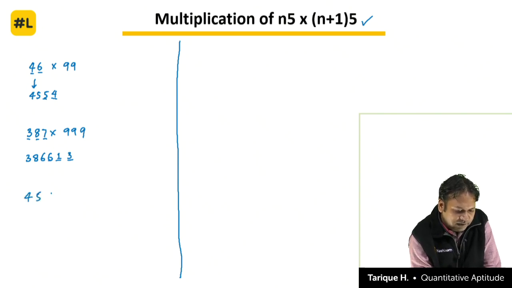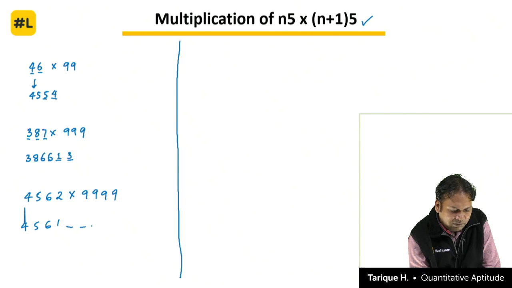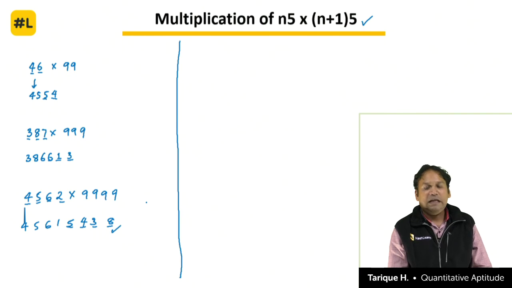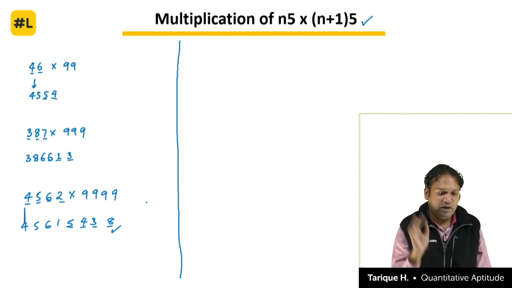4562 into 9999, which becomes 4561. Now there are 4 numbers here. 4 plus 5 is 9, 5 plus 4 is 9, 6 plus 3 is 9 and 2 plus 8 is 10. I hope now this would have been clear. Okay, otherwise watch the video again, you will learn.